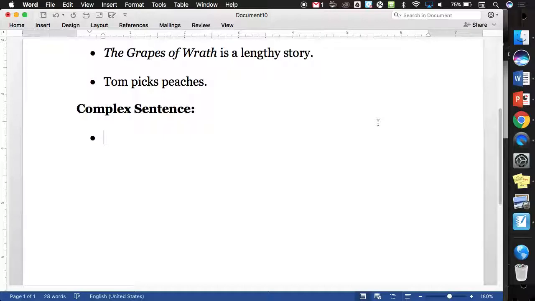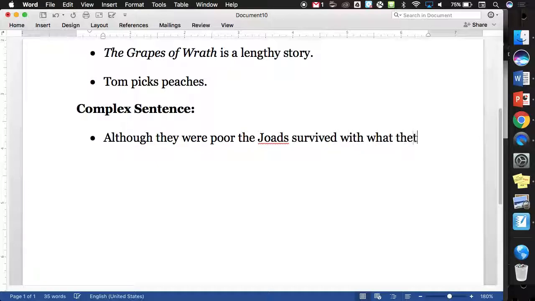Okay. Let Jesse go first. He can embarrass himself. I mean, Tom Picks Peaches was quite the sentence to leave with, so you have all the momentum. Although they were poor, the Jodes survived with what they had. And it's a comma. You said survived with what they had. And you said comma after poor. Okay.